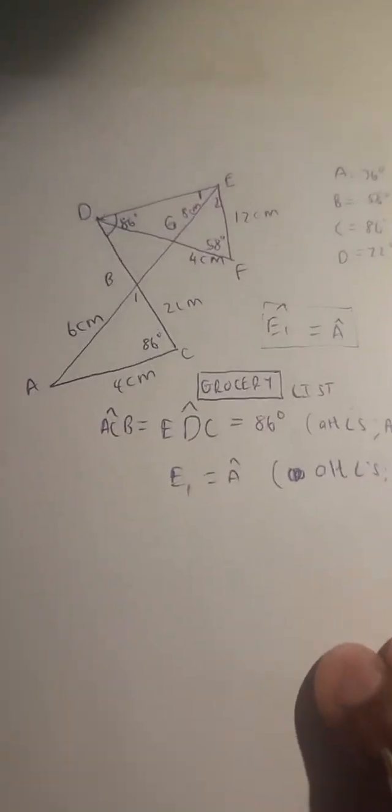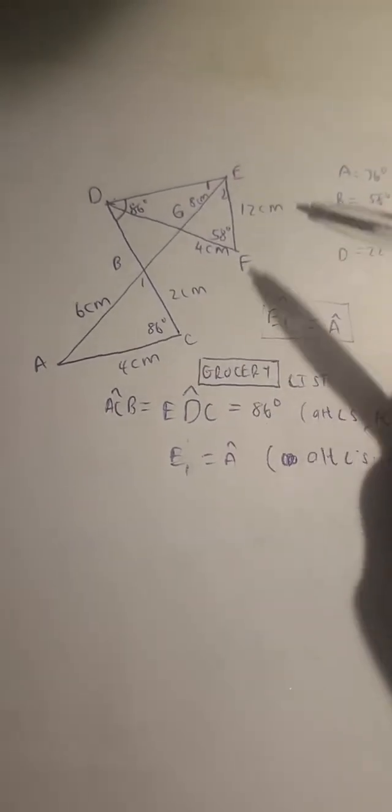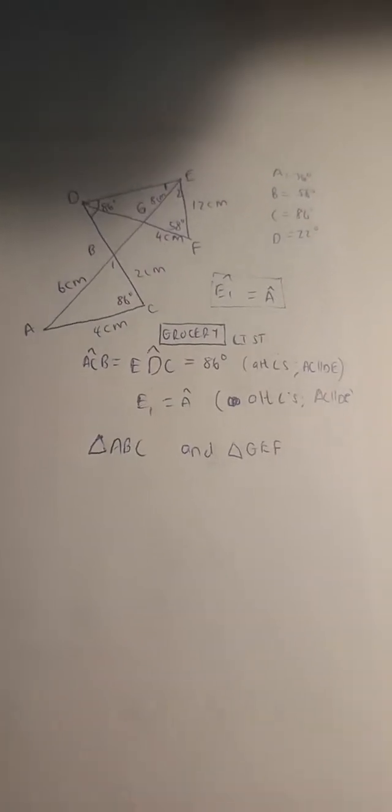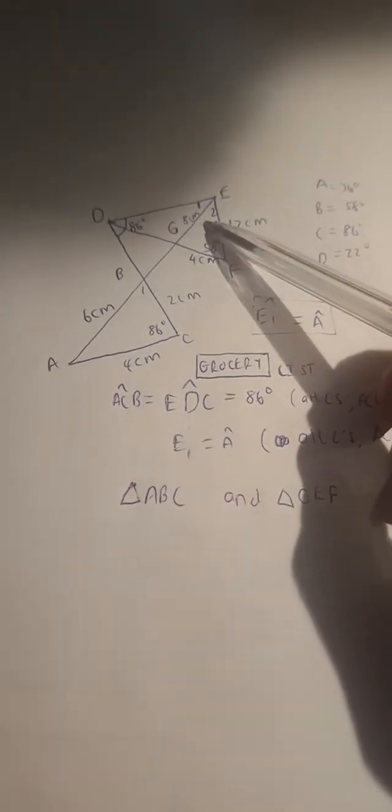So this is what I call a grocery list. I'm not answering any questions yet. I'm just looking at the information and trying to get some reasonable things from it. I want you to turn your attention, guys, to two triangles here. I want you to note something. Do you see triangle ABC and also triangle GEF? There's something very interesting about those two triangles. Let me indicate what those interesting things are.